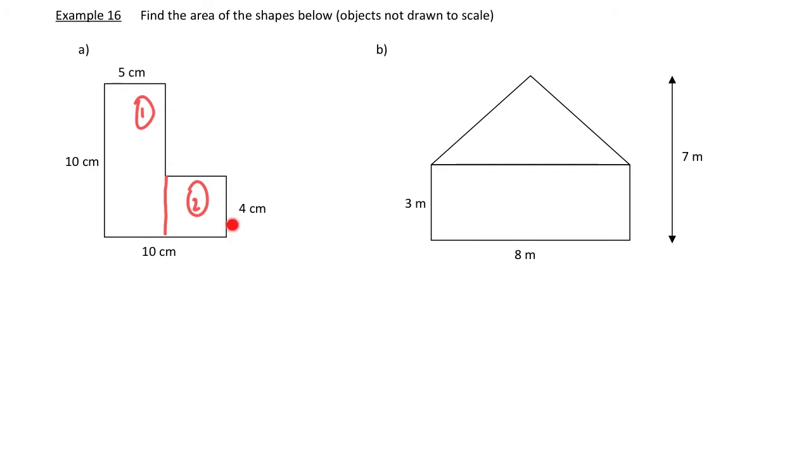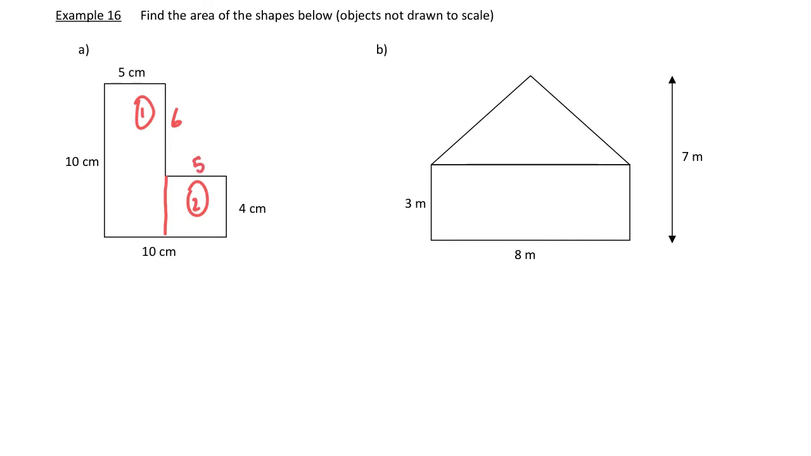And what we know is that the height of this part of the shape is 4, and the height of the full shape is 10, which means the height of the end bit here is going to be 6. Similarly, we know the width of the full shape is 10, and the width of the left-hand bit is 5, so that means the width of the right-hand part is also going to be 5.